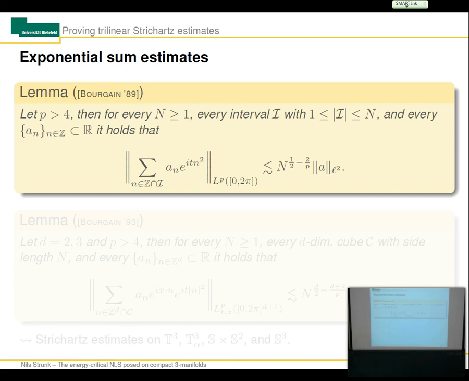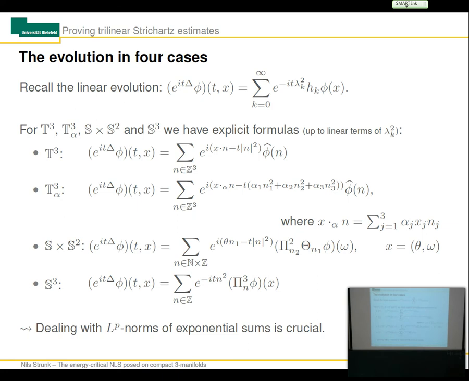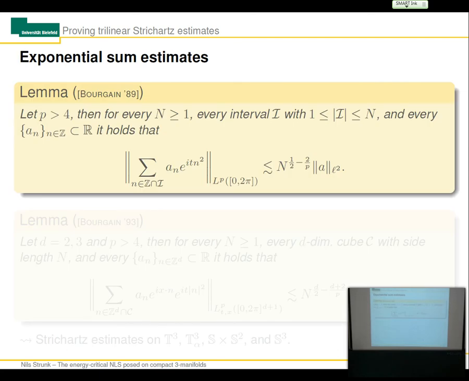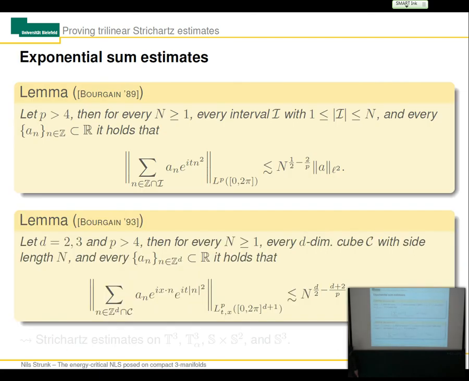And there's another version of it. As you can see here, for the torus, we get another exponential term here, right? So Bourgain introduced in 1993 another estimate, which is true in more dimensions, but I just stated it in dimension 2 and 3. If p is larger than 4, and instead of an interval, we consider a cube with side length at most n, and we sum over all the lattice points in this cube, then we can estimate this exponential sum by n to the d over 2 minus d plus 2 over p.